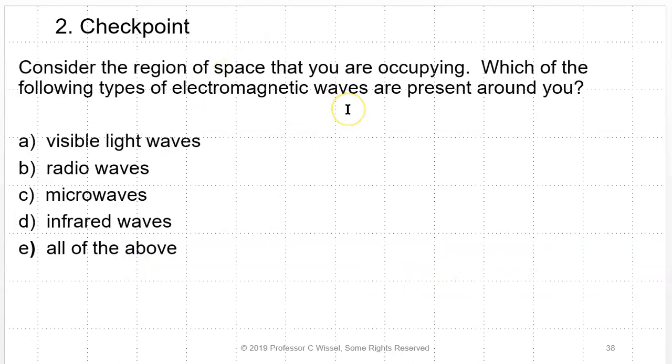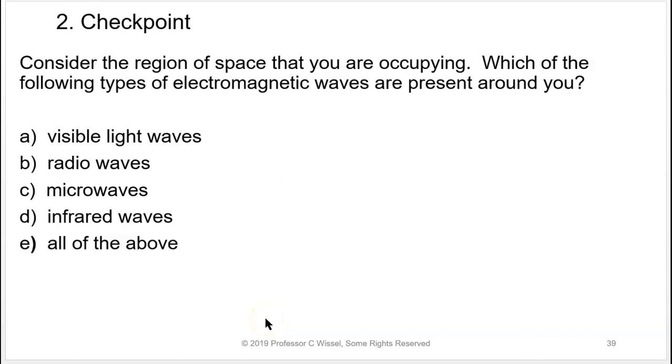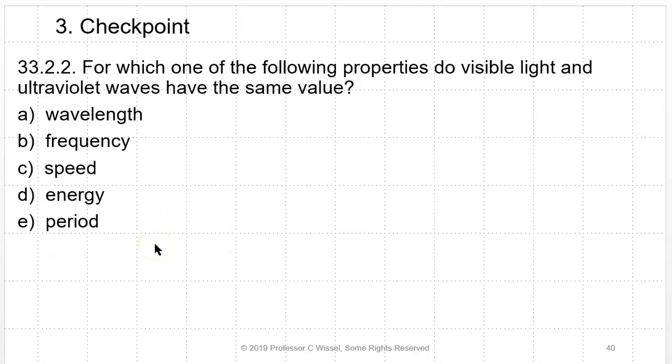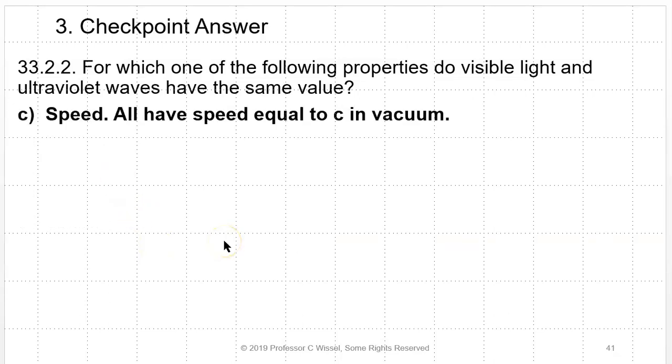Consider the region of space that you're occupying. Which of the following types of electromagnetic waves are present around you? The peak of the radiation that's emitted is set by the temperature. At typical room temperature, that's in the infrared portion of the band. However, everything in the room actually emits radiation of all the wavelengths, including the peak. So the correct answer to this is all of the above. Which of the following properties do visible light and ultraviolet waves have the same value? Speed. All have a speed equal to c in vacuum.